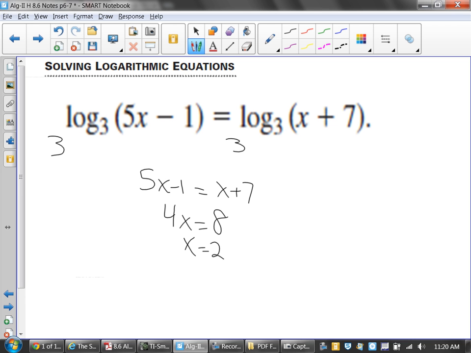Now, what should you check real quick? Yeah, just substitute in real fast. And this is a very easy one to look at because what's 5 times 2? What's 10 minus 1? So this is log base 3 of 9, which is log base 3 of 3 squared, which is 2, correct? All right. What's 2 plus 7? The same thing? It works. Again, take a brief second to double check, make sure your answers do work because there will be times that they don't.